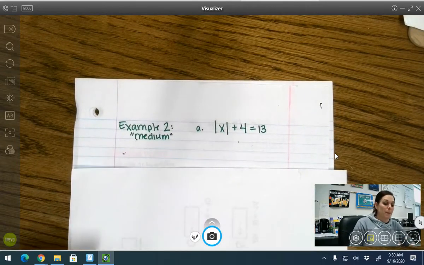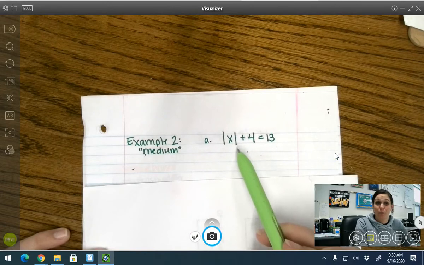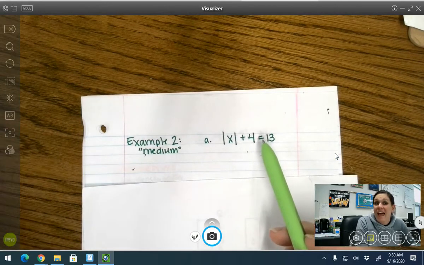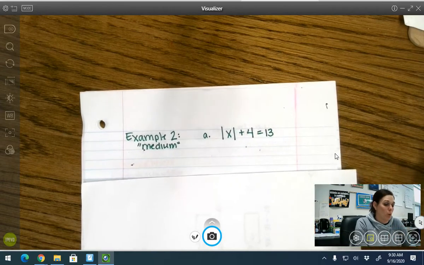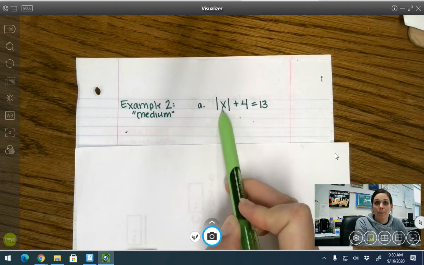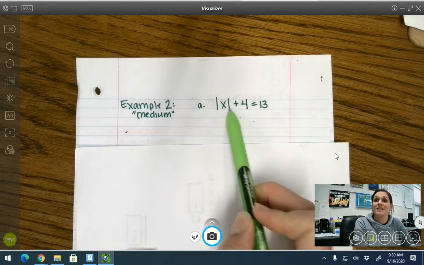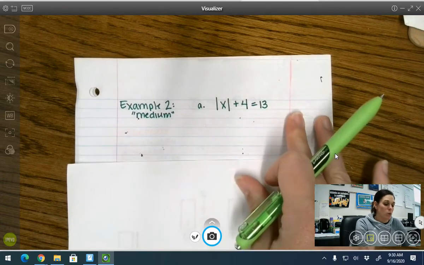Notice there is something else on the side with the absolute value. That's what makes it medium level. It's added one step before I can actually solve. Okay, so this says some absolute value of a number plus 4 makes 13. So the question is, what does that number have to be? So we're going to walk through our steps.